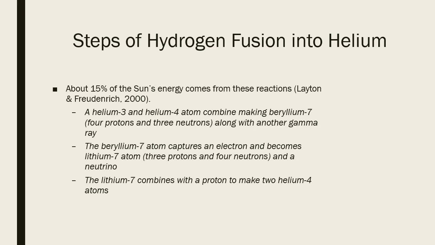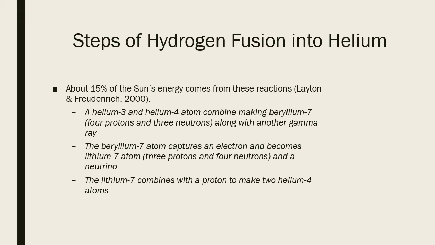Steps of hydrogen fusion into helium continued. About 15% of the sun's energy comes from these following reactions. After the previous slide reactions happen, a helium-3 and helium-4 atom will combine to make beryllium-7. This contains 4 protons and 3 neutrons. It also emits another gamma ray.